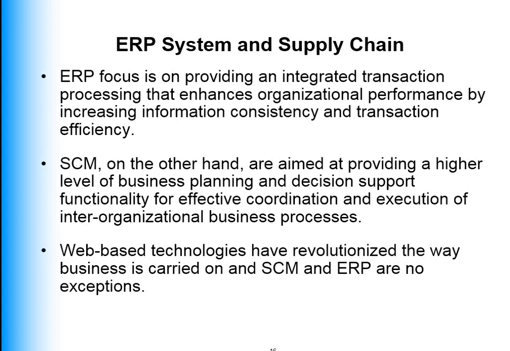ERP system and supply chain. ERP focuses on providing integrated transaction processing that enhances organizational performance by increasing information consistency and transaction efficiency. SCM, on the other hand, aims at providing a higher level of business planning and decision support, with functionality for effective coordination and execution of inter-organizational business processes. And web-based technology has revolutionized the way business is carried out; SCM and ERP are no longer exceptions.